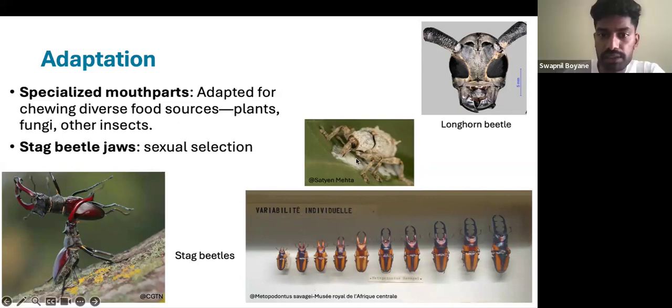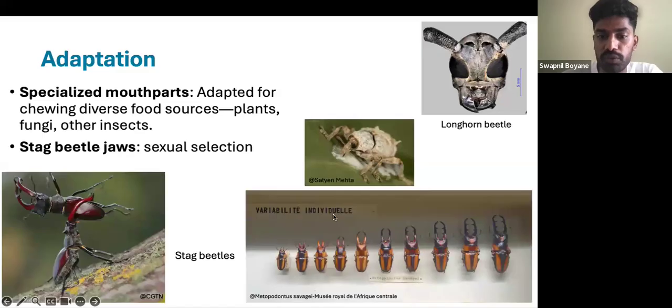Then we have weevils. As I mentioned, they have the rostrum, a very narrow part of their head, with the help of which they can bore into seeds, or they can eat plant leaves. And then next we have stag beetles.